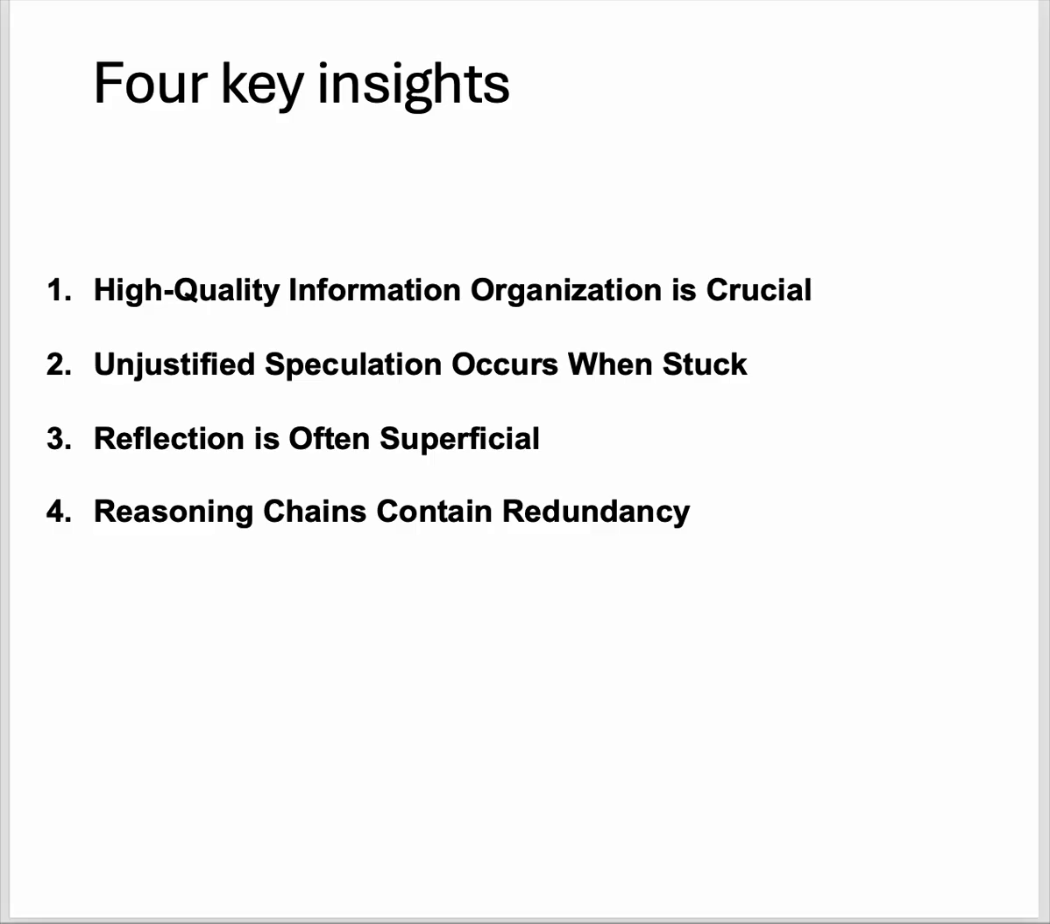Number 2, unjustified speculation occurs when the model is stuck. They found that models often abuse suggestion processes like hypothesis generation or analogy recall without any proper justification. This often happens when the model stalls, leading to unfaithful speculation and ultimately incorrect answers.